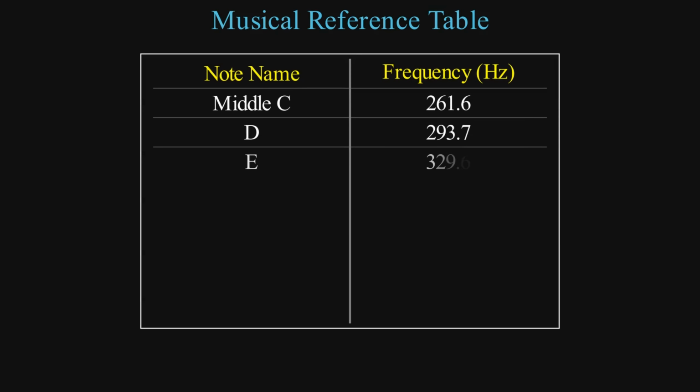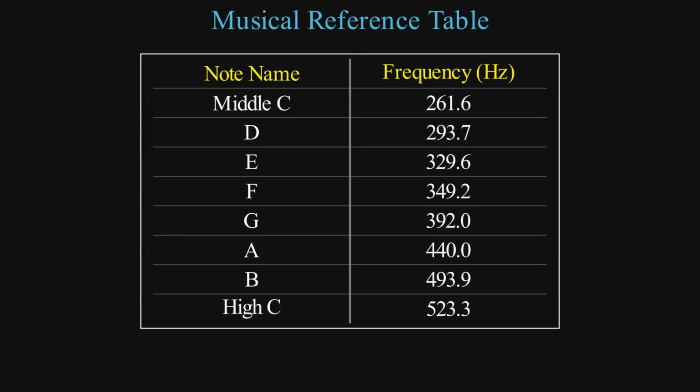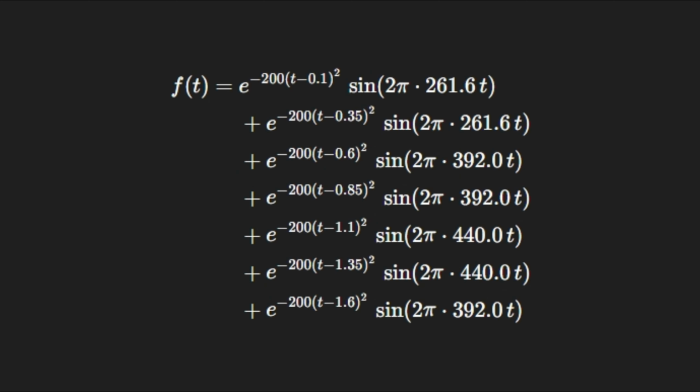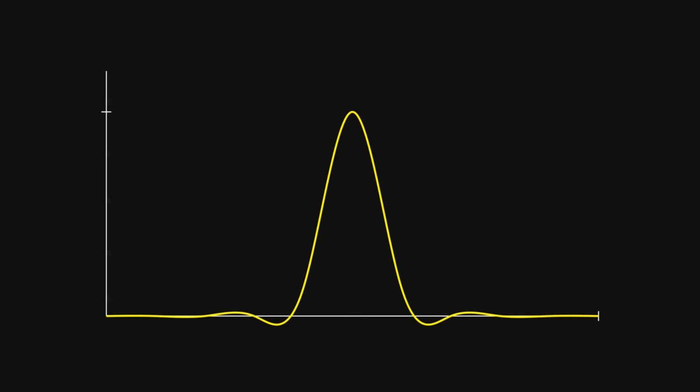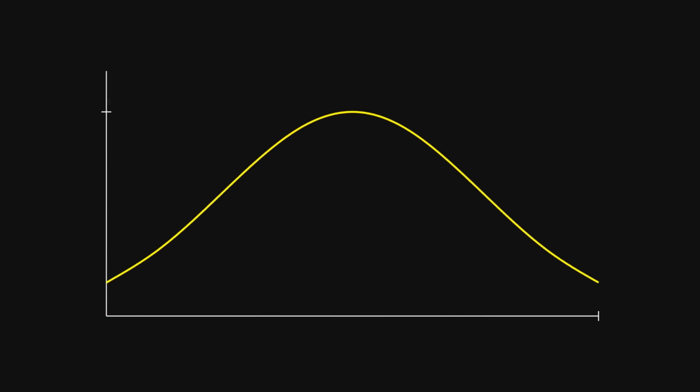Now let's make a simple short melody using what we just learned above. But before that, here's a table of musical notes and their corresponding frequencies. These are the notes of our song. Each term in the function represents one note. The numbers inside the parentheses, like 0.1, 0.35, or 0.6, shift each note forward in time, which is how rhythm is created. The constant -200 controls how tightly each note is packed in time. Larger values make notes shorter and more percussive. Smaller values let them ring longer.